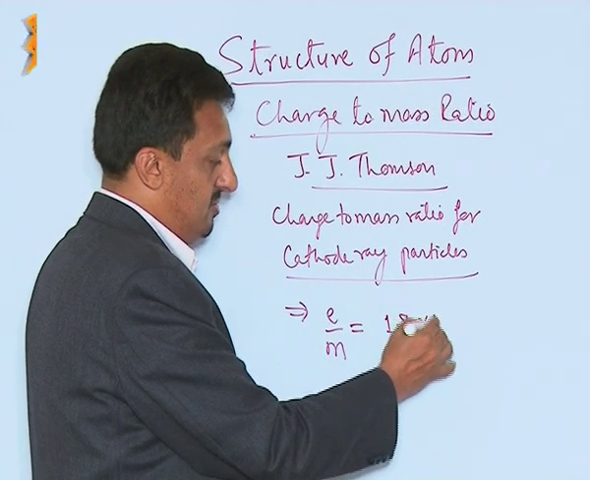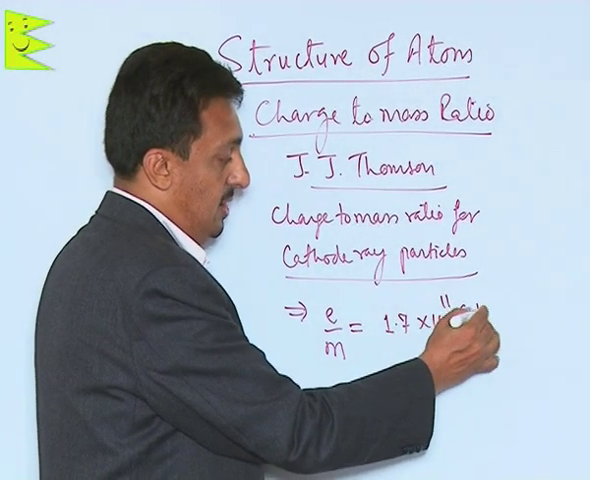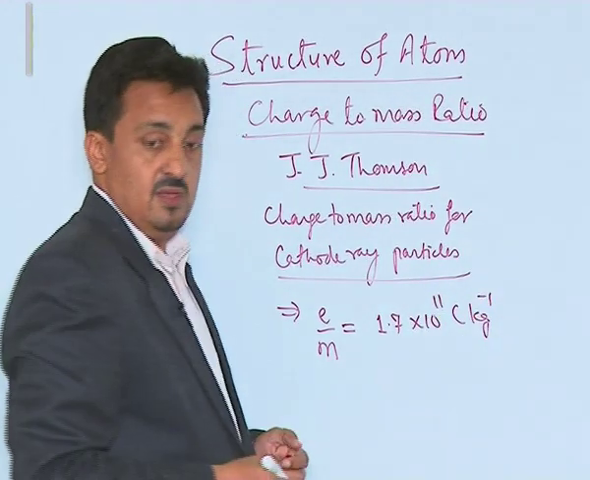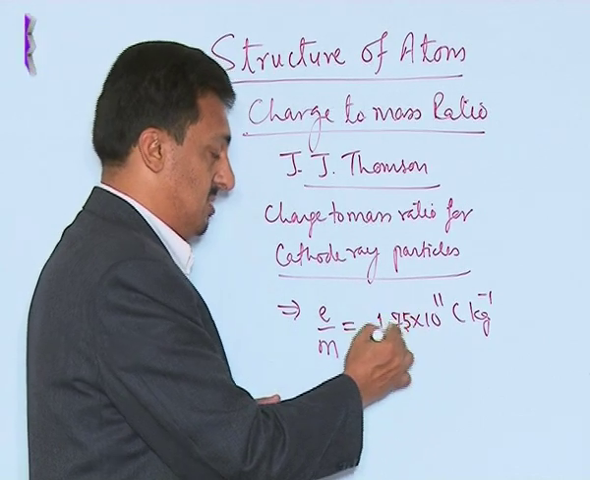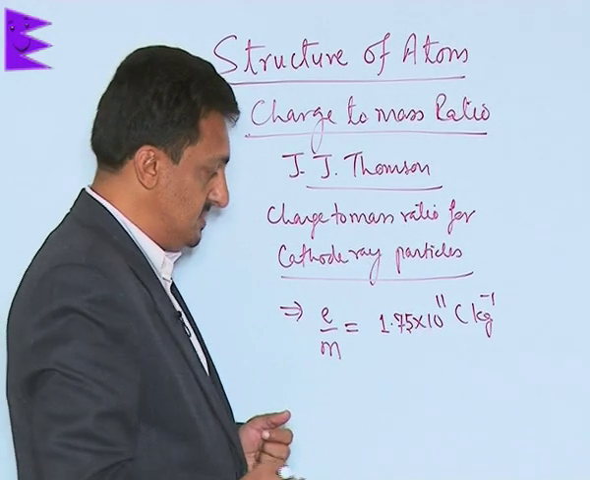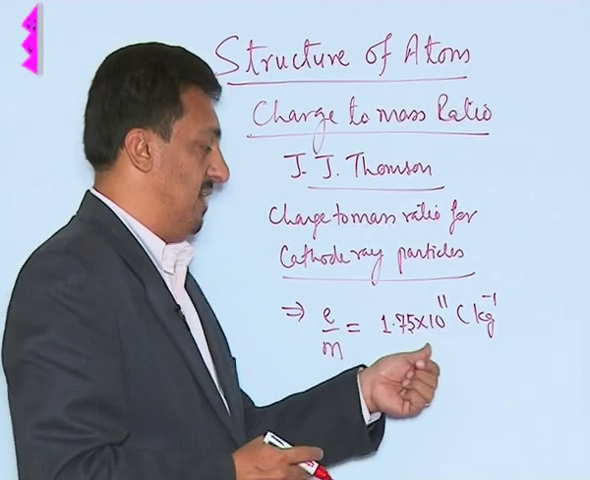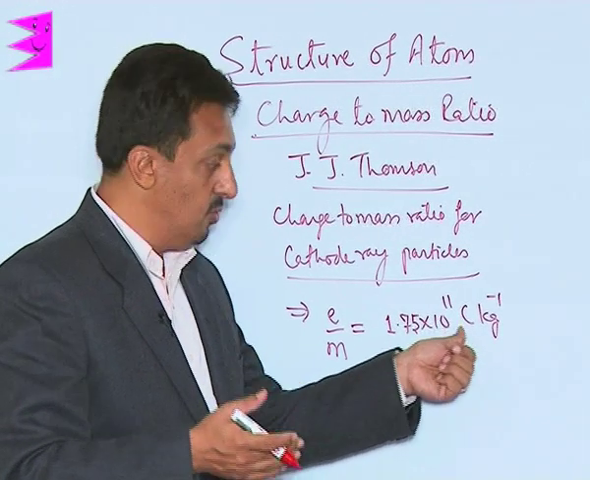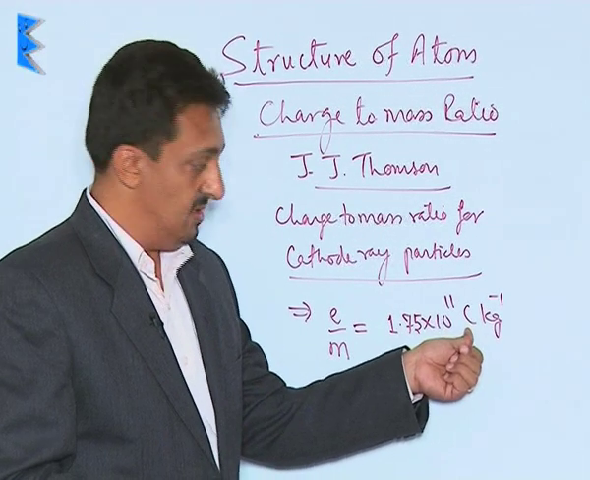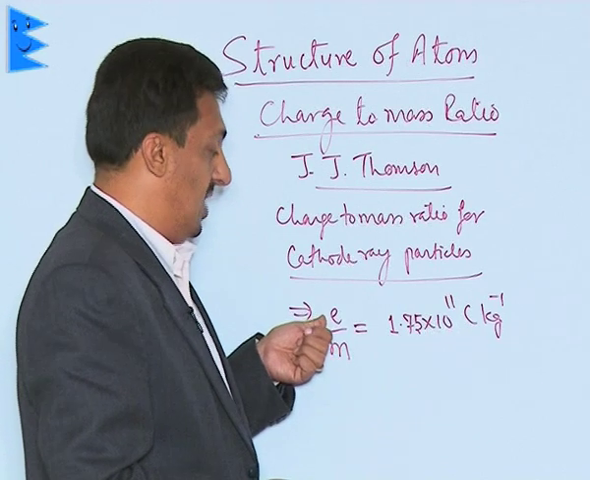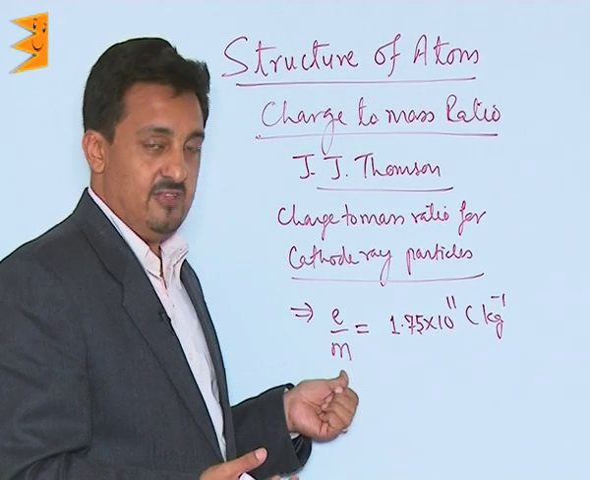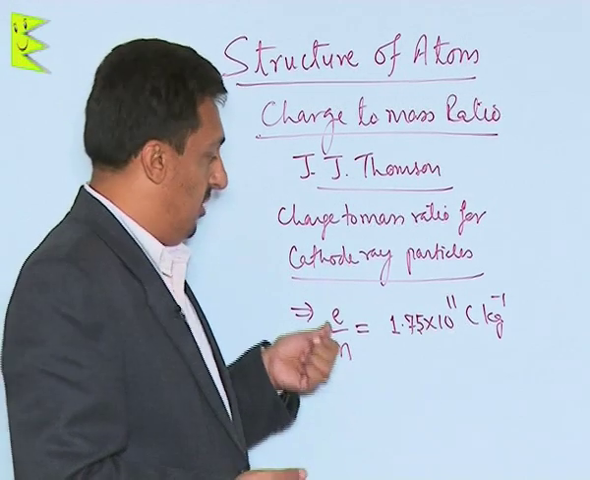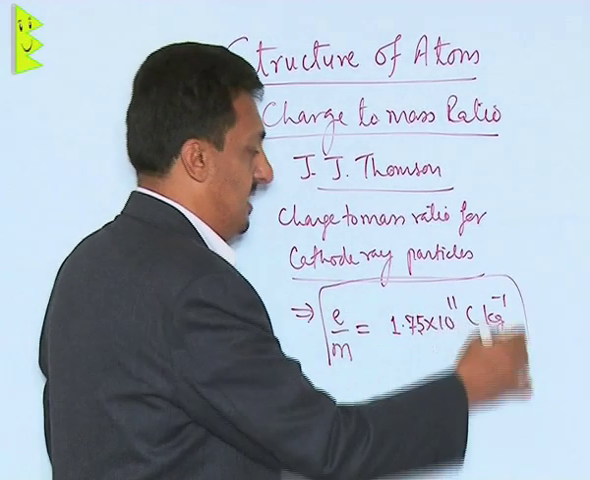1.7 into 10 to the power 11 coulombs per kg. This was the charge to mass ratio. We can go to the second place of decimal also, it is 1.75. Or it can be written as 1.75 into 10 to the power 8 coulombs per gram. I think you all know the charge is expressed in the units of coulombs and mass is taken in kg or in grams. So it was this ratio which was calculated by J.J.